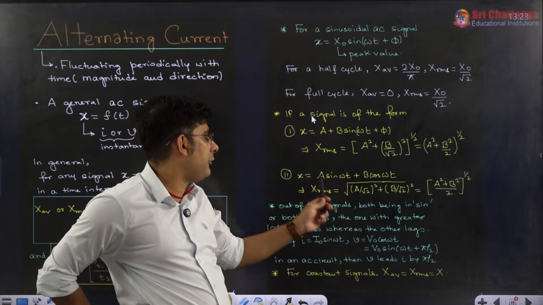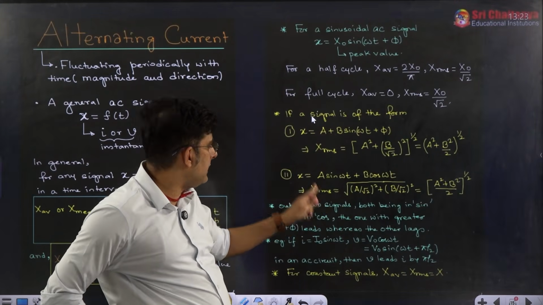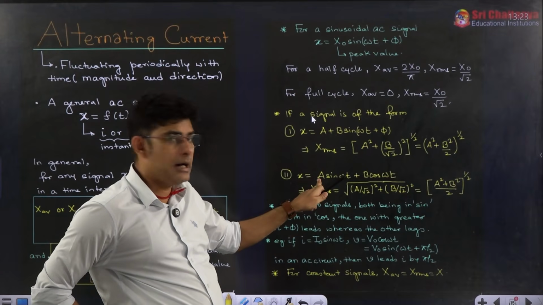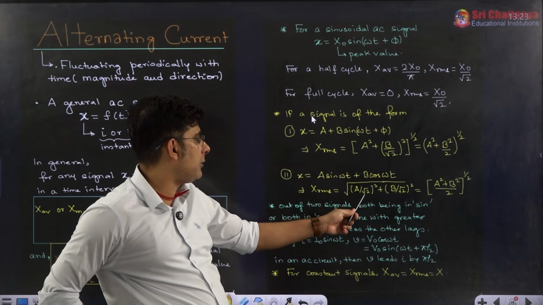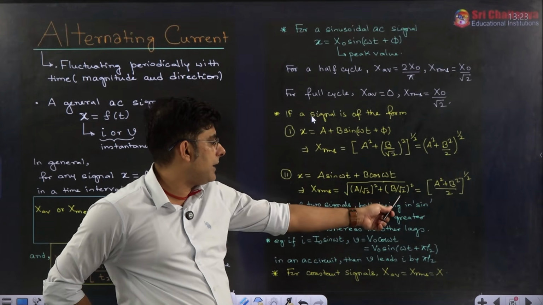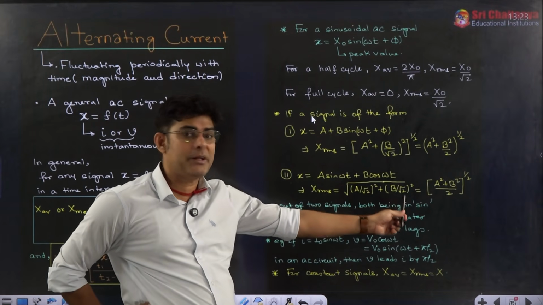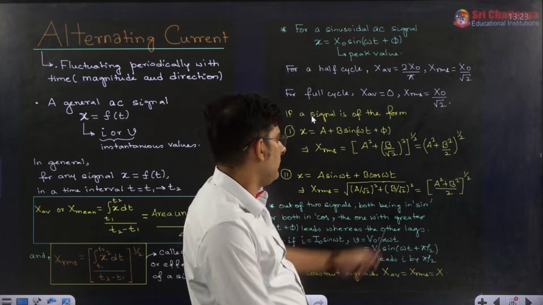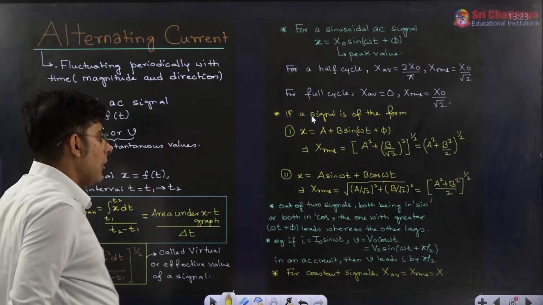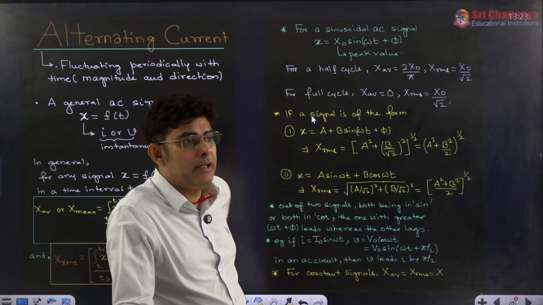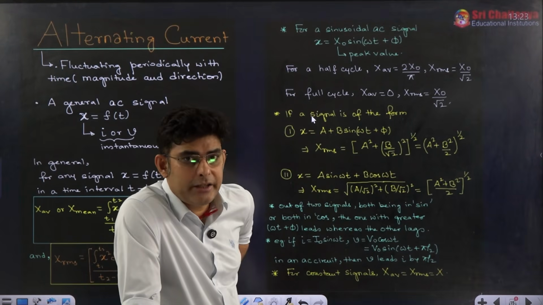Next, if you have both sinusoidal, A and B, here X RMS is the square root of the RMS square of the first signal plus the RMS square of the second signal. The first signal has RMS value A by root 2, and the second one B by root 2. So (A by root 2) square plus (B by root 2) square, under root, which becomes root under (A square plus B square) by 2. Clear?